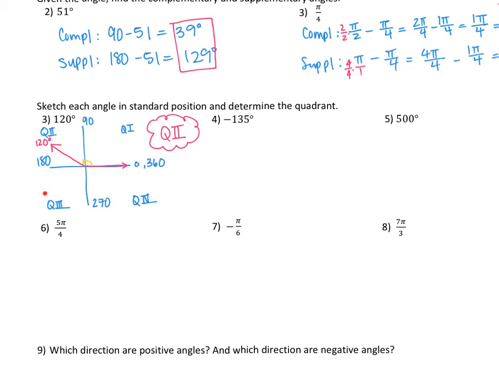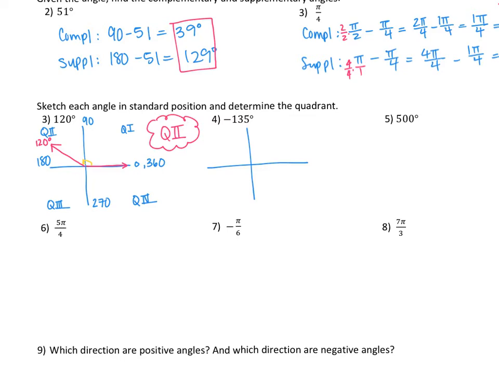And that's it. So I have my graph showing it in standard position and also showing the quadrant that it's in. Let's move on to the next problem. So we have a negative angle here. This one's a little bit tricky, but I want you to remember that positive angles go counterclockwise and negative angles go clockwise.